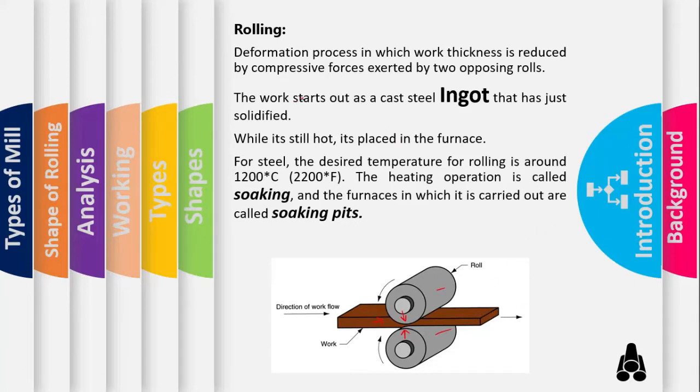So what is the starting workpiece? The work starts out as a steel ingot, a cast steel ingot that has just solidified. We use a casting operation to form the ingot, and as you know, in casting the material is in molten form, so it solidifies to form the ingot. While the material is still hot from casting, this whole ingot is placed into the furnace.